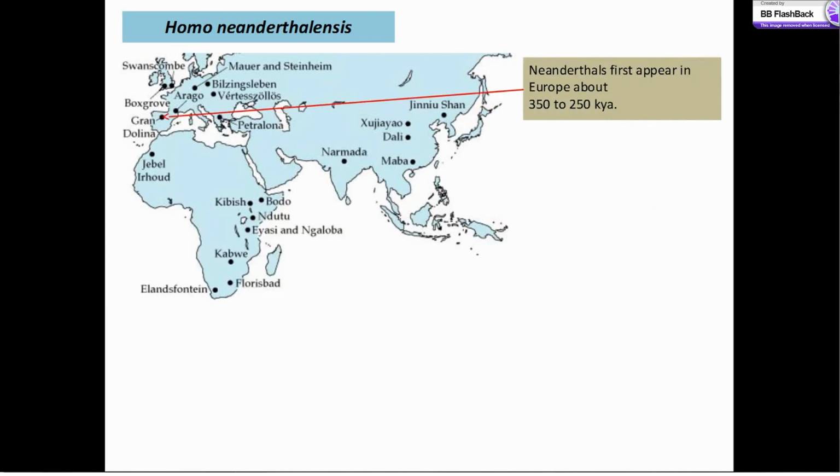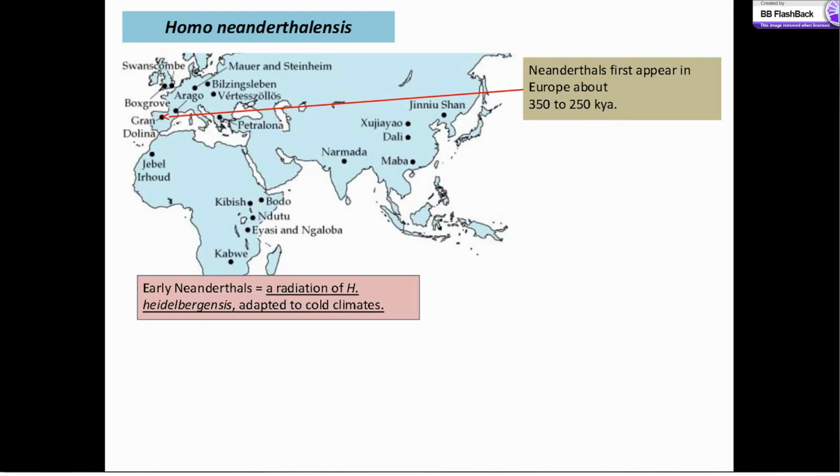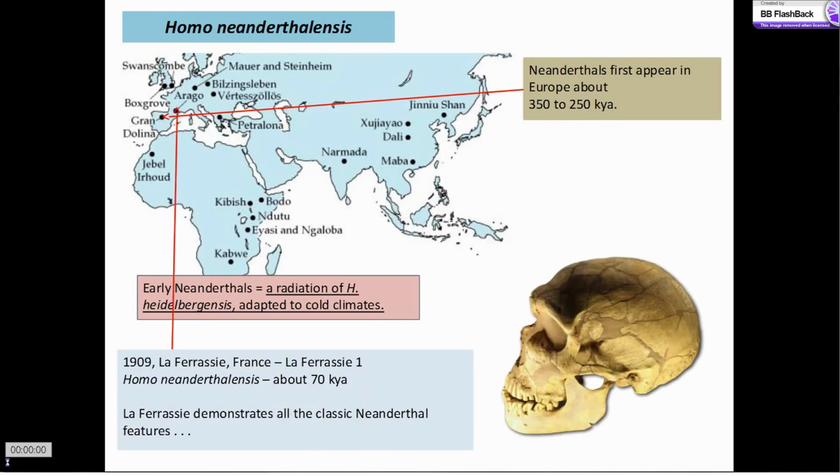So now we have Neanderthals. So the first Neanderthals actually appear about 350 to 250,000 years ago, and they appear in places like the Iberian Peninsula, Spain and Portugal. They seem to be a radiation of H. heidelbergensis for cold climates. As I've already mentioned, we'll go over those traits that make Neanderthals adapted for cold weather more shortly.